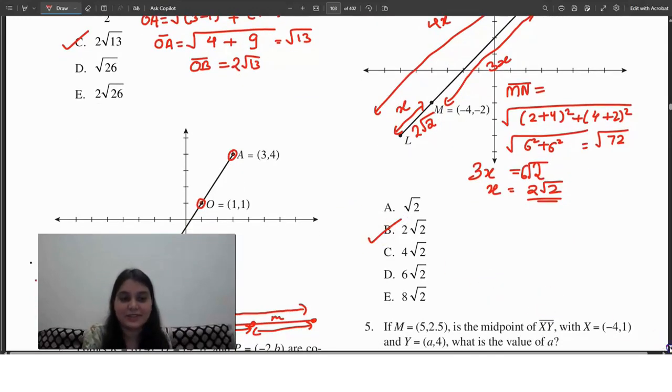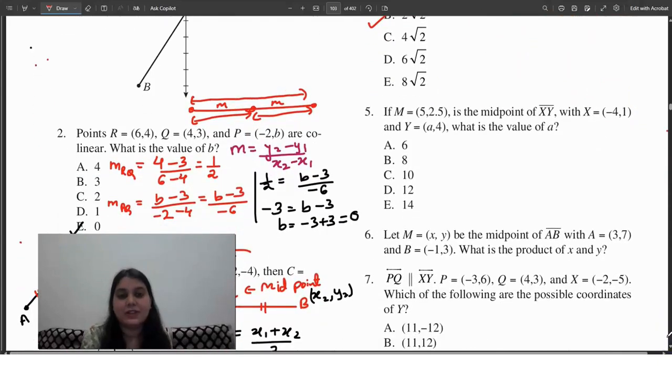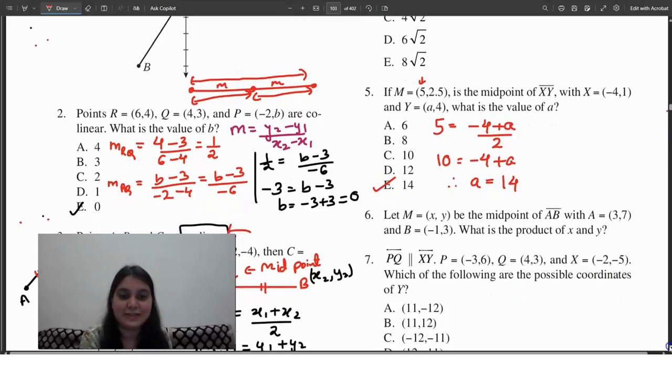Now the 5th question. If m is the midpoint of xy, and x is given, y is given, find the value of m. So it is simple. You have to find the value of a. For the x coordinate, that is 5, will be equal to x1, that is minus 4, plus x2, that is a, divided by 2. This 2 is divided here, so we'll multiply it on the other side. So 10 equals minus 4 plus a. So therefore, a is equal to 10 plus 4, that is 14. So E is going to be the answer.